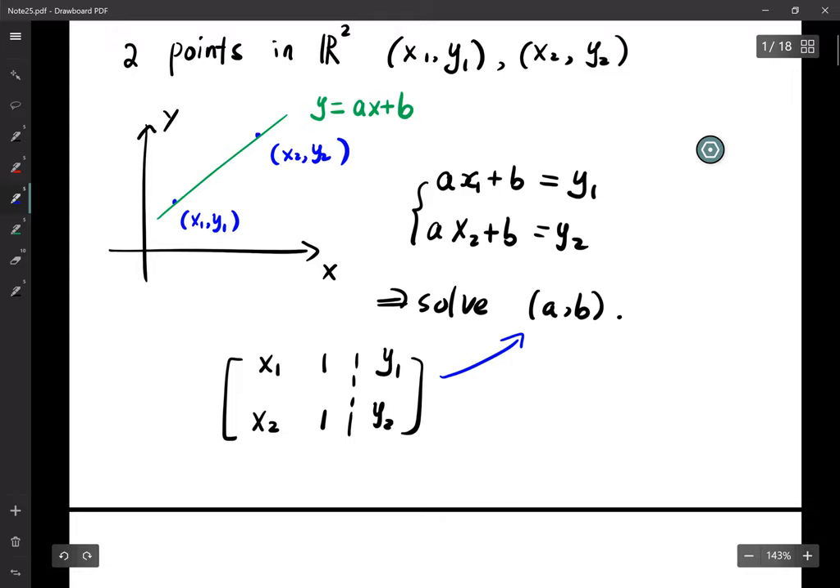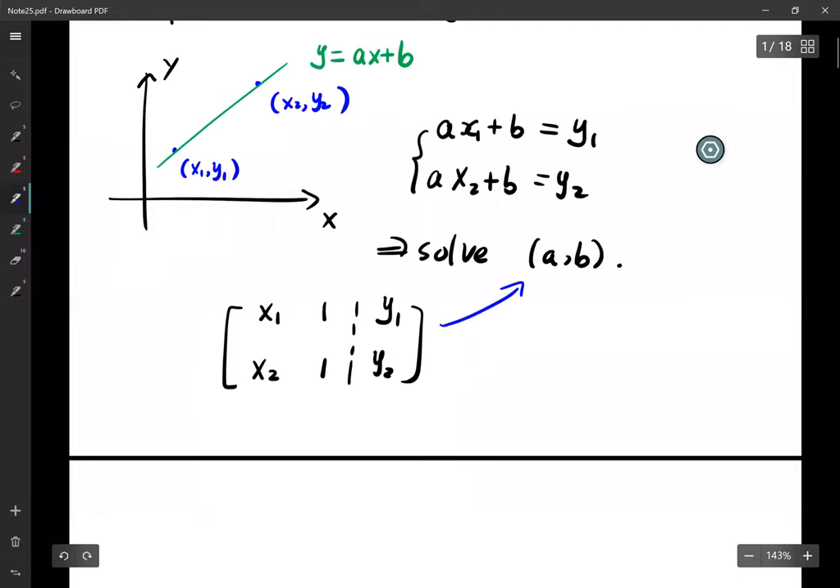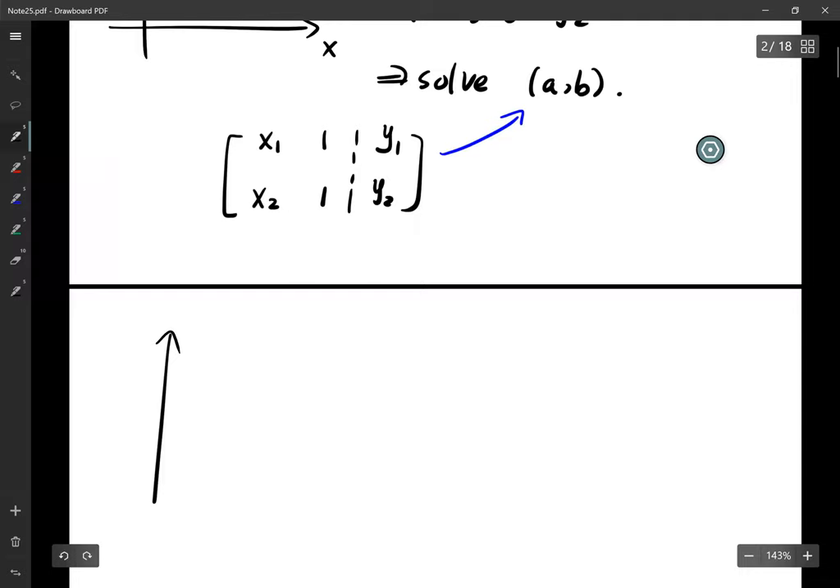So for any given 2 points, as long as these 2 points are not the same in R2, I can always find the unique line connecting the two. So this is what we're very familiar with. Now let's say that in real applications, it is rarely the case that you just have two data points and draw a line. Actually, if you are only given two data points and asked to draw a line and to predict something, it's very hard to say anything, right? So what is more likely is the following scenario.